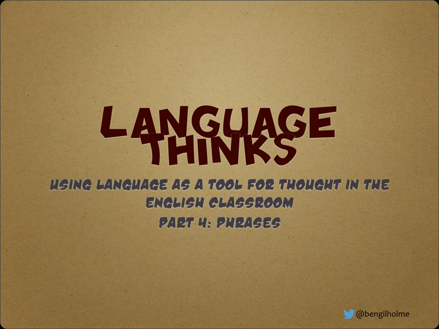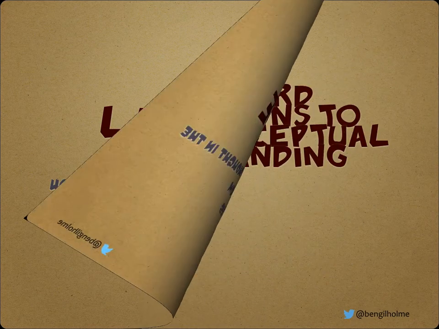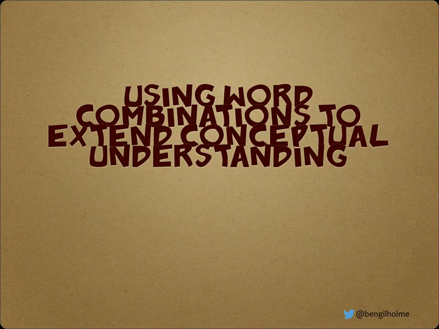Okay, language thinks. This is part 4, phrases. So quite often students have trouble actually, say, brainstorming a concept. You may give them a concept and you say, all right, now go and brainstorm all the types of violence, for example, and they can really struggle trying to do that.